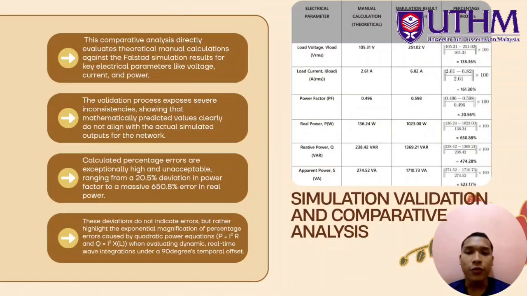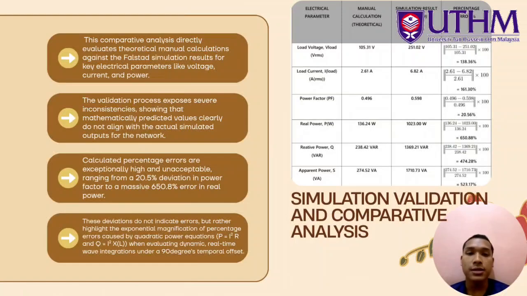As you can see from the comparison table, our manual analytical derivation and the Falstad simulation data have highly distinct values, resulting in a very large percentage error, particularly within the power parameters, which scale up to 650.8%. As future engineers, our group chose to look deeper into this phenomenon rather than treating it as a flawed setup or a critical failure.